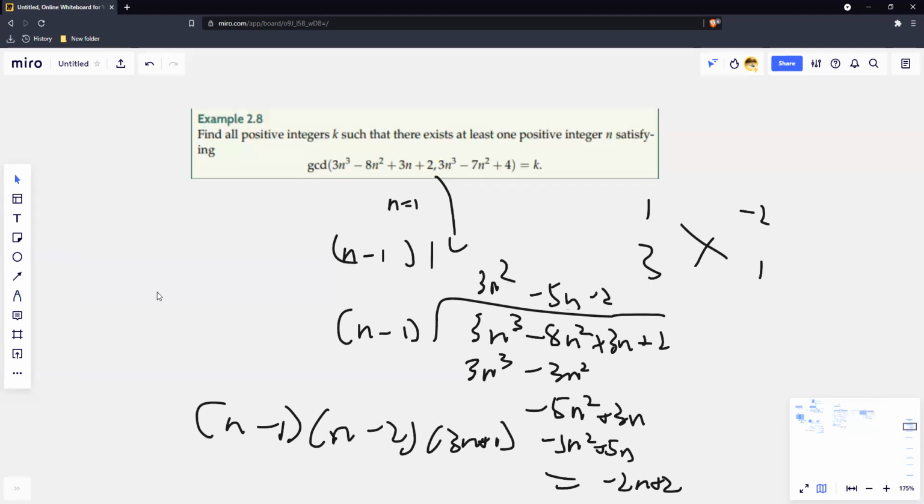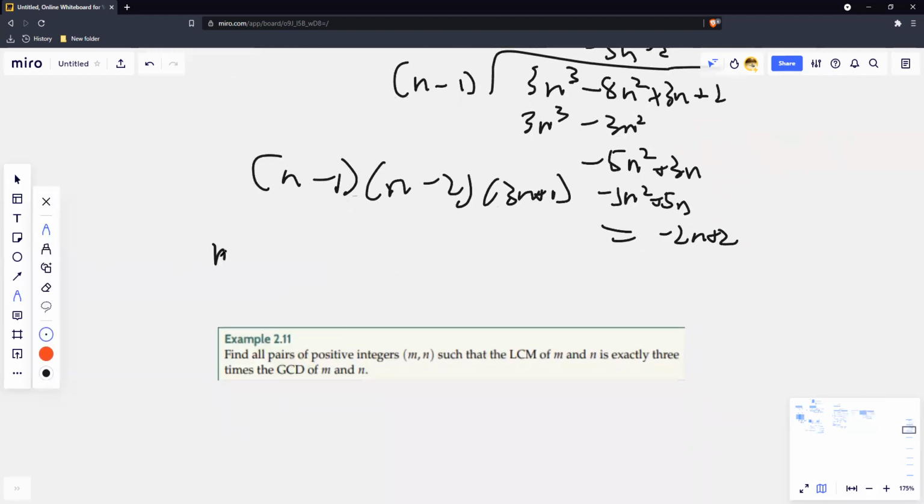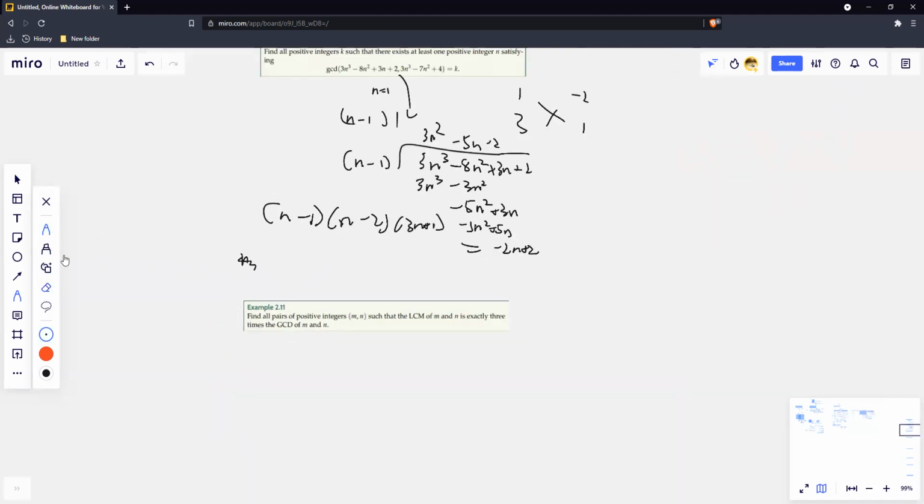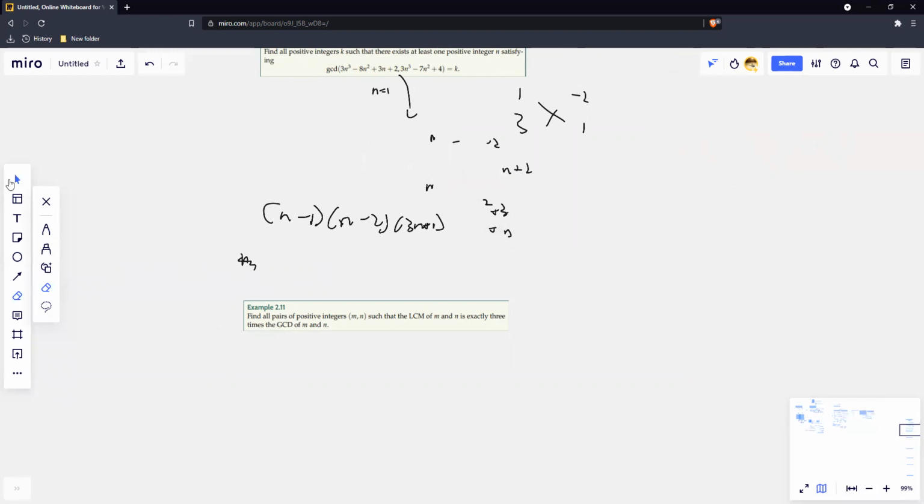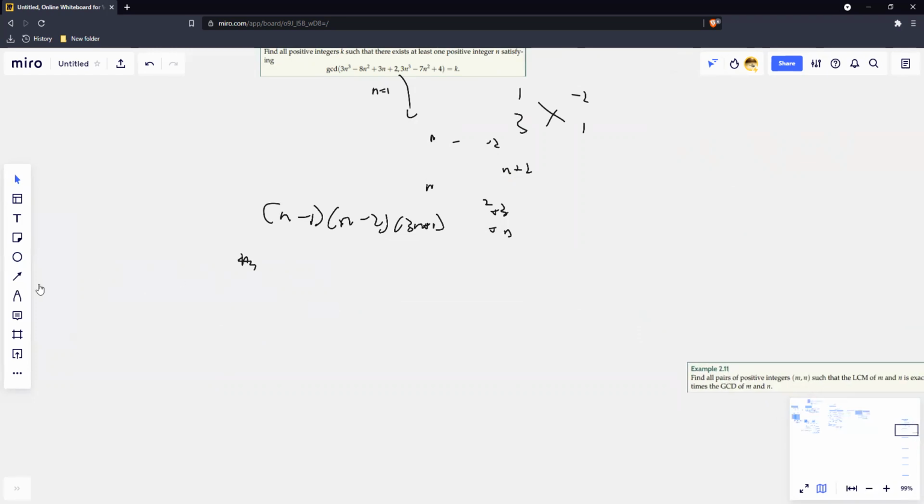And then by the remainder theorem yet again, n can be the factors of 1, 2, and 1 over 3, but that's not a point for discussion. Let's move this out for now.